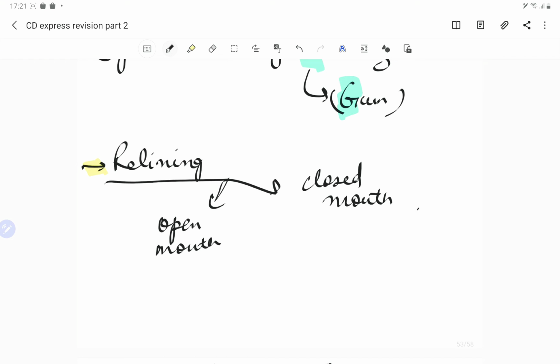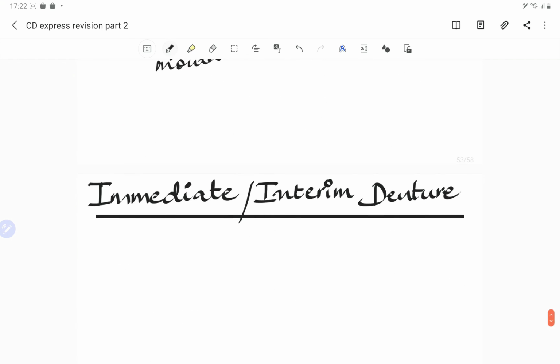So when you are doing the open mouth, the patient's previous denture you are using as a tray, and then you are making a new centric relation record again, all the procedures you are doing again in one appointment. So coming to the next one, we have the immediate or the interim denture.